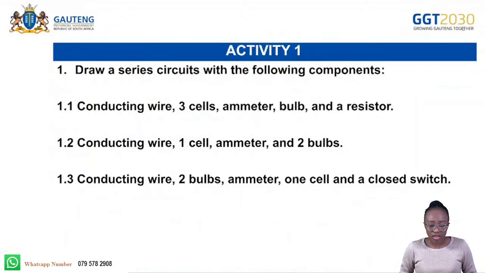To draw a series circuit with the following components: 1.1 conducting wire, 3 cells, ammeter, bulb, and a resistor. 1.2 conducting wire, 1 cell, ammeter, and 2 bulbs. 1.3 conducting wire, 2 bulbs, ammeter, 1 cell, and a closed switch. Take 5 minutes to draw these 3 series circuits. Use symbols.